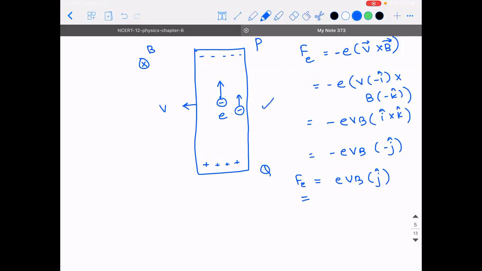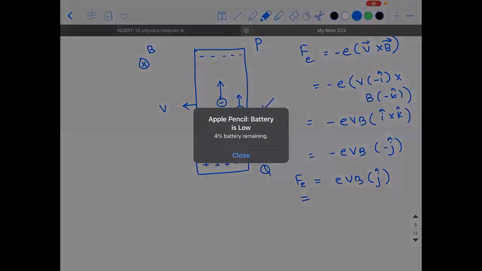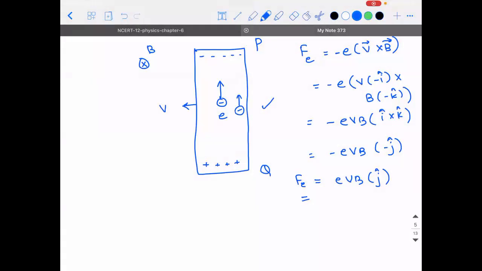Clear? Everybody? Yes. So the negative charge will get accumulated at the top and the positive charge will get accumulated at the bottom.